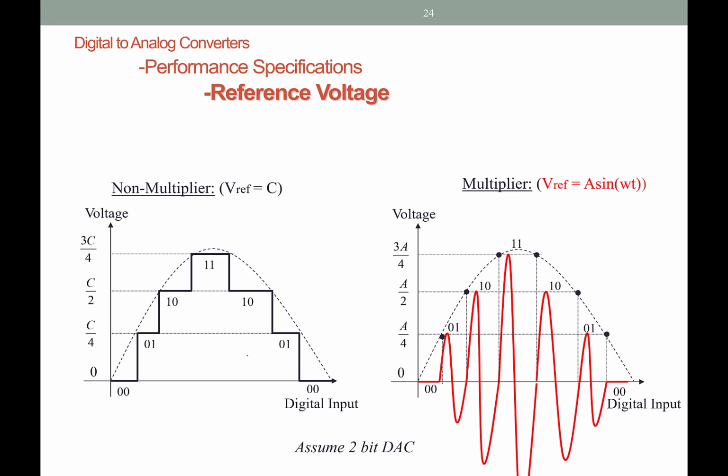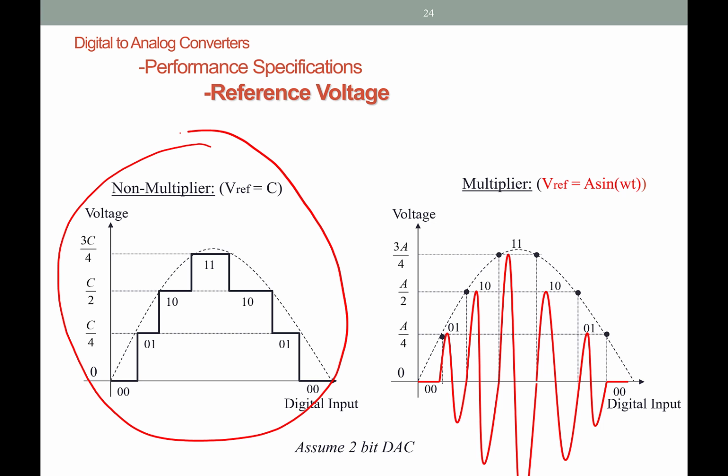So anyways, I wanted to give an example of the two types. And you can see the non-multiplier type here. It's basically saying the reference voltage is constant. This is more the standard type that we're looking at here. And you can see that for a 2-bit DAC, we have four separate levels that we're going to use to approximate this sinusoid.